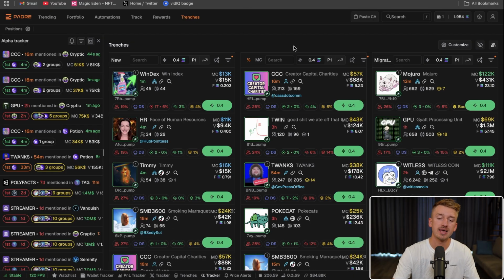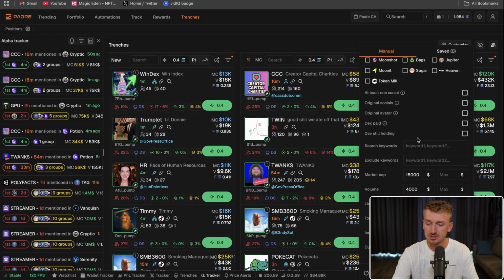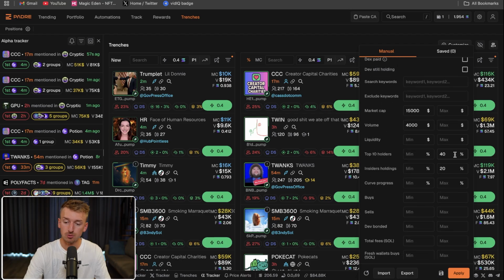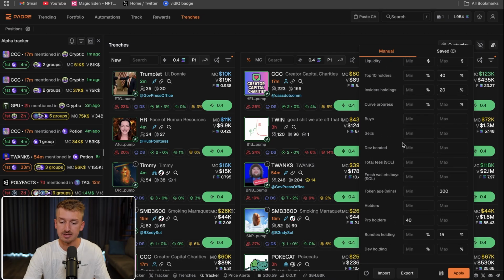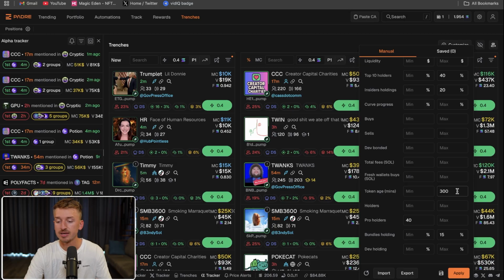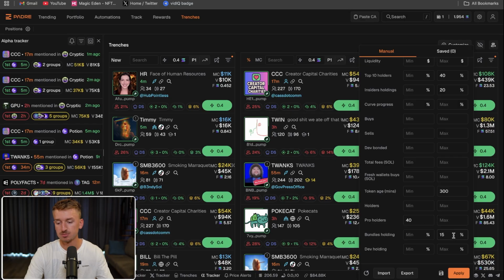But anyways, the filters I prefer using in this section, which is the close to migration section, is also only Pump Fun tokens, but we have a minimum market cap of 15,000, minimum volume of 4,000, top 10 holders is a bit less at 40%, insider holdings 20%, also just to limit the amount of insiders. Obviously here I also have a token age. I don't really want to trade super old tokens that haven't migrated yet because the potential for those to actually be huge runners are fairly low. So I have a maximum token age of 300 minutes, which is 5 hours. I use a minimum of 40 pro holders and then a maximum of 15% of bundles.